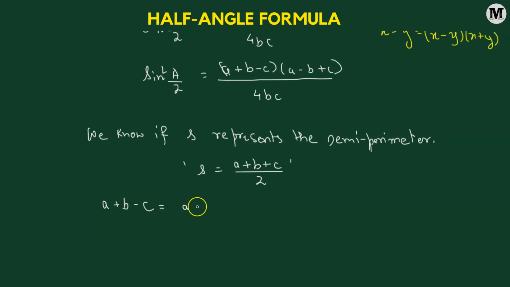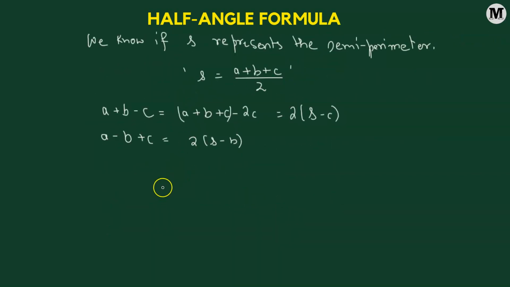Now, a plus b minus c, we can also express it as a plus b plus c minus 2c. Means exactly the same thing. However, we can replace a plus b plus c with 2 times s. So we get 2 times s minus c. Then coming to the second factor, a minus b plus c. Now this can be expressed as 2 times s minus b. Now we'll be replacing this in the place of the numerator.